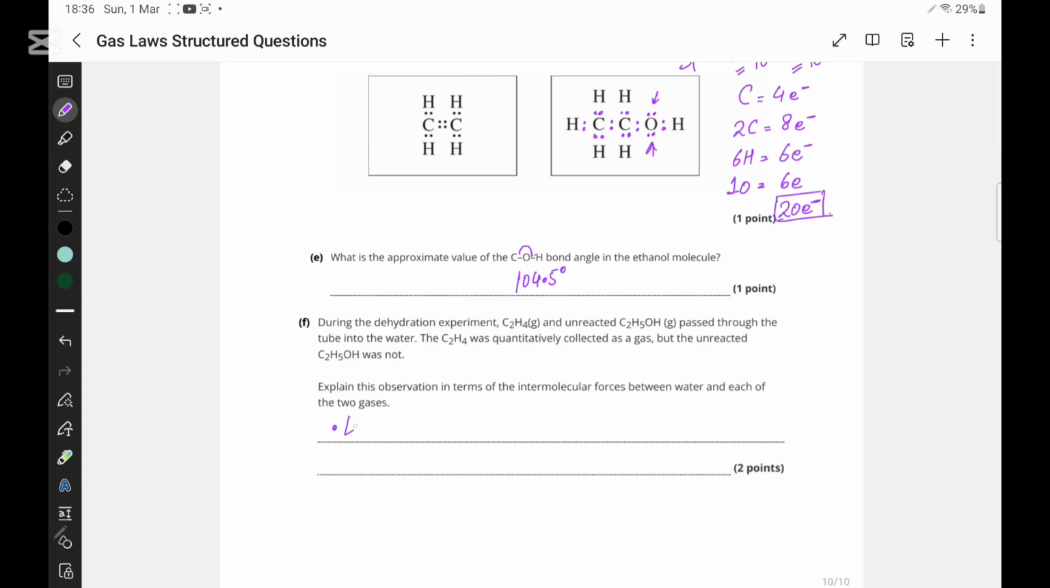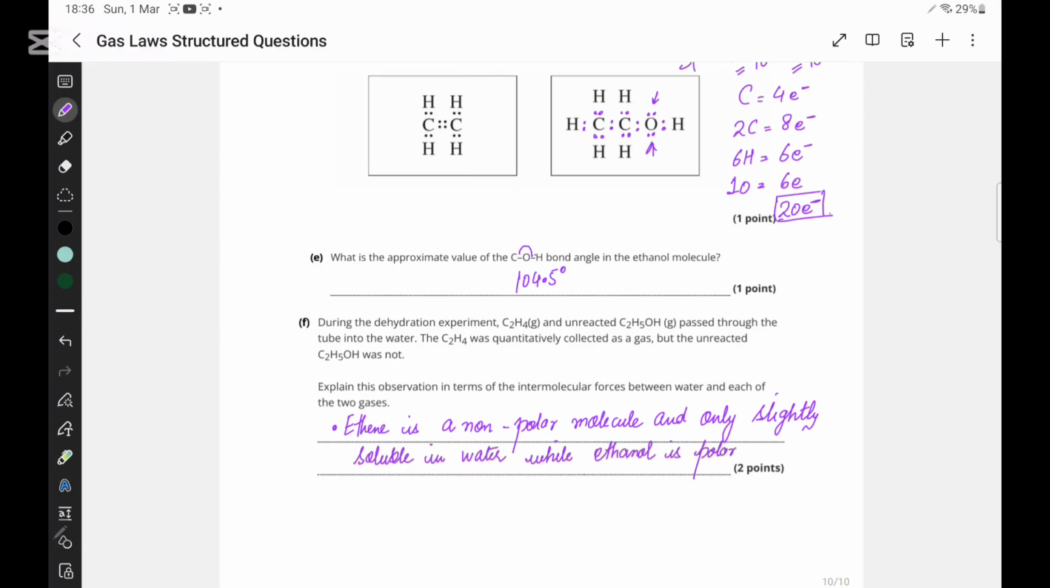So first of all, ethene is a non-polar molecule and only slightly soluble in water, while ethanol is polar and highly soluble, due to difference in polarity.